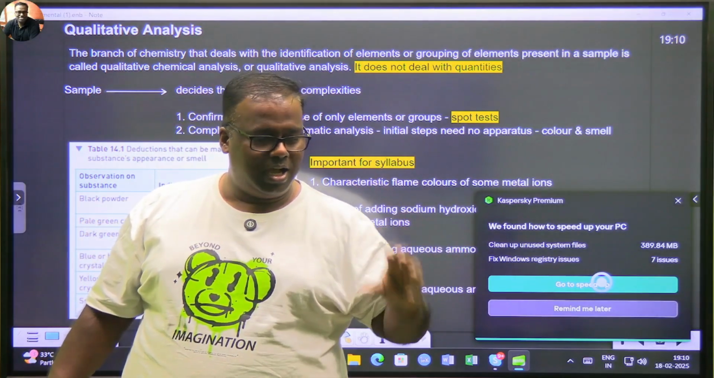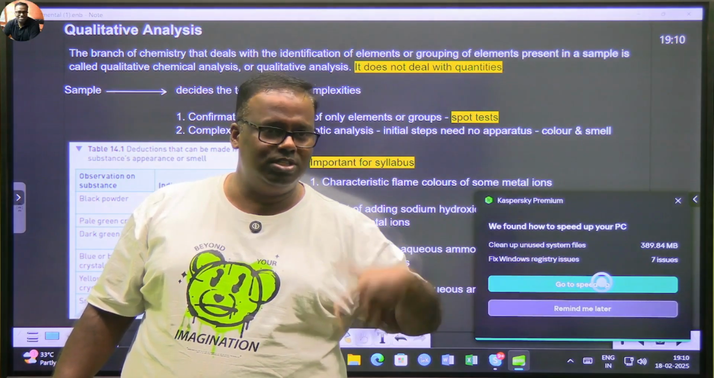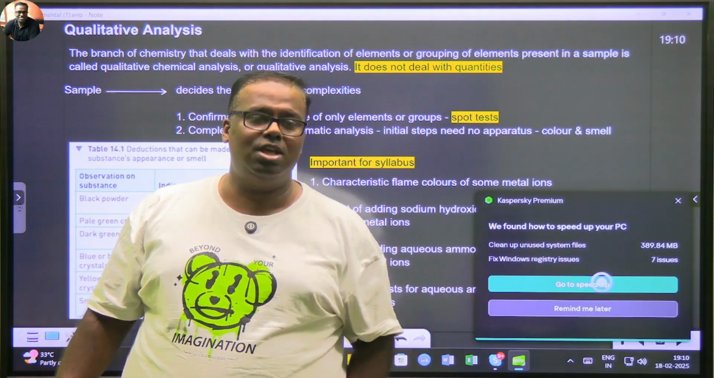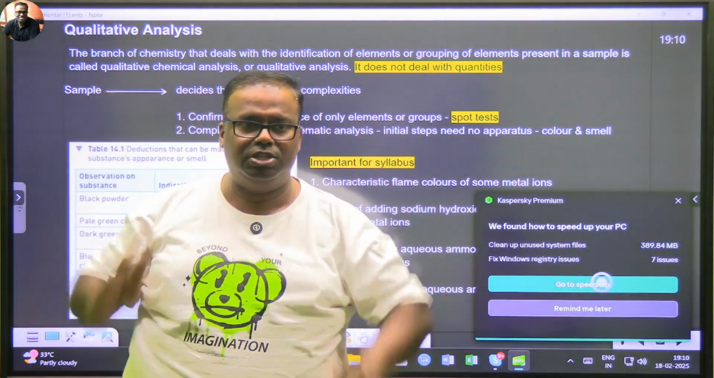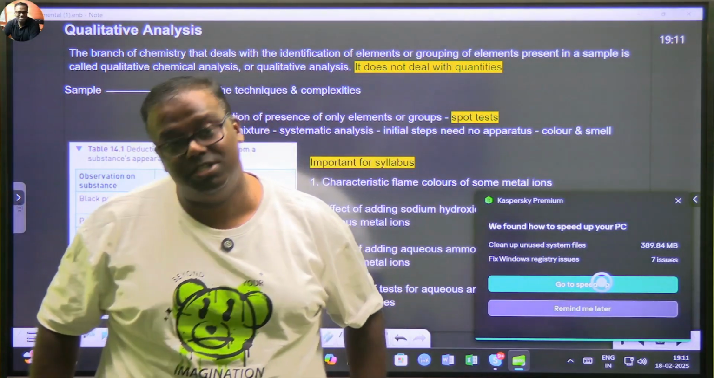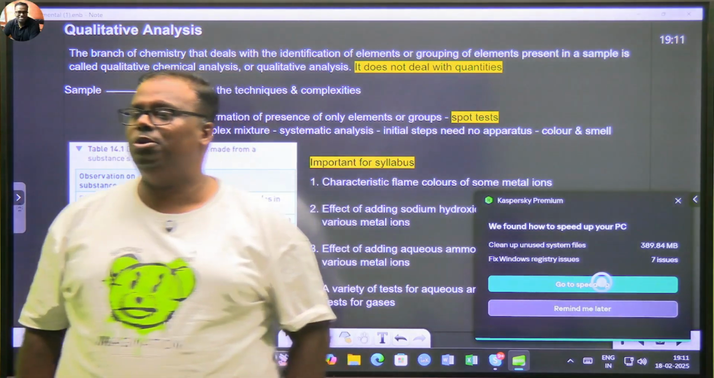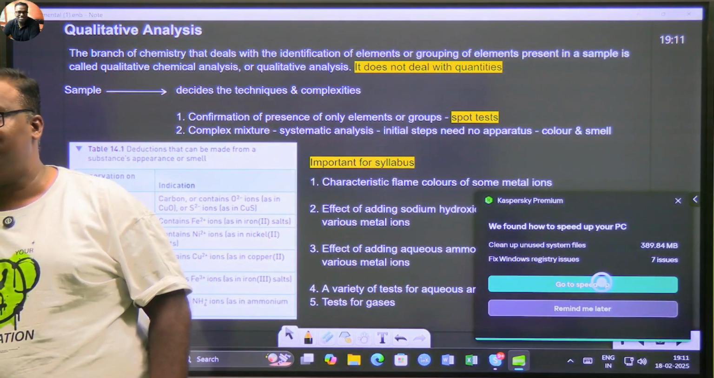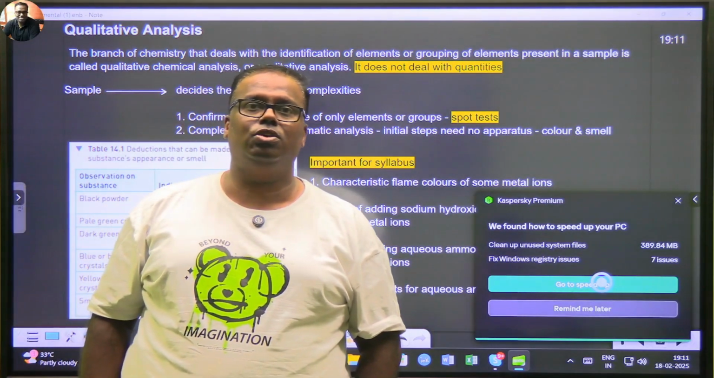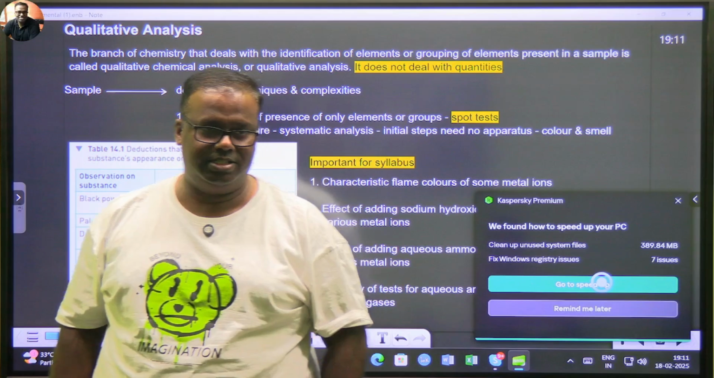One is I give you a sample and you try to find out what is inside it. Another is I give you a sample and you're going with already a prejudiced mindset. Is copper present in it? Now, copper won't be present as copper. Copper will be present as copper ions. Is chlorine present in it? The chlorine will be present as chloride ions, right?